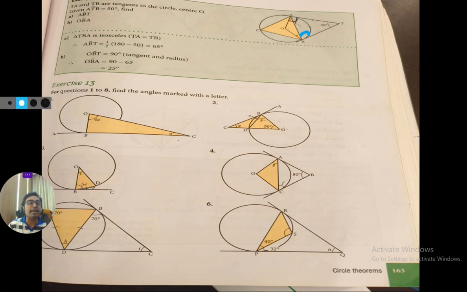ये अगर 65 degree है, if so, and the entire angle is 90 degree. So 90 minus 65 is the remaining part. Is your 25 degree. Clear? It is? If so, we are proceeding to the next part. Next part में, in question number 1 to 8, find the angle marked with a letter.